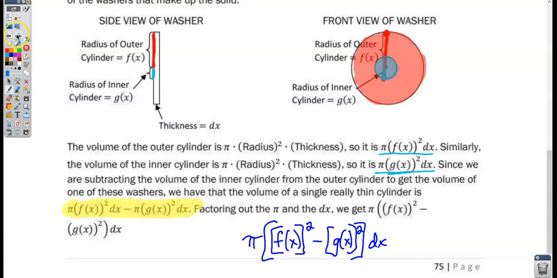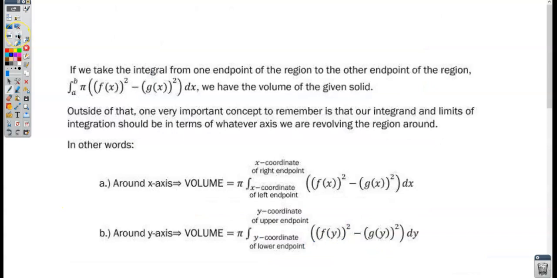On to a little bit more information. If we take the integral from one end to the other, from a to b of this, that gives us the volume of the given solid. Just like when we were talking about disks, remember, it's important to note which axis we're revolving around.